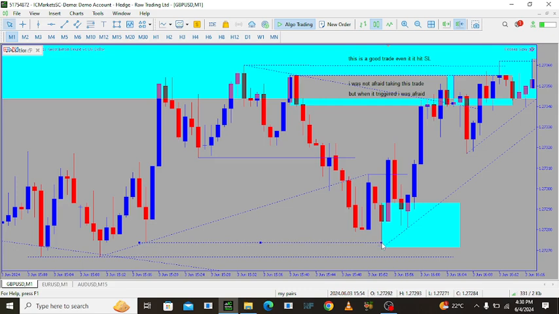This was during New York session. See, break of structure. There's equal lows. You had this reaction to the downside. That's a trend line manipulation.